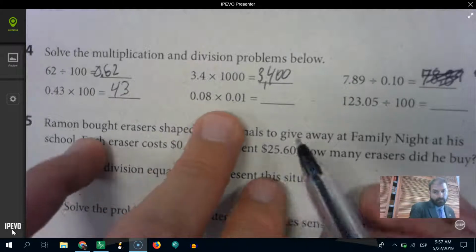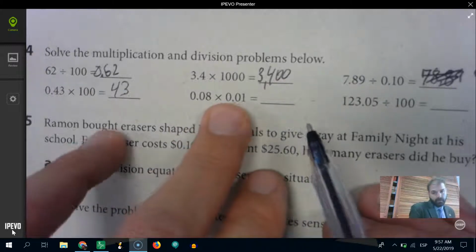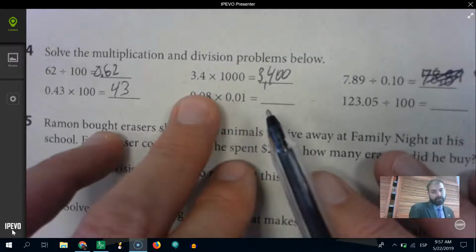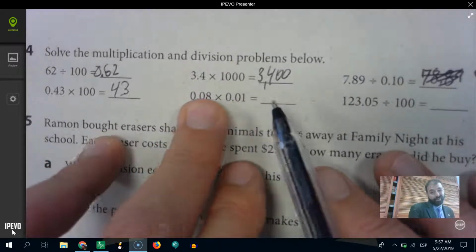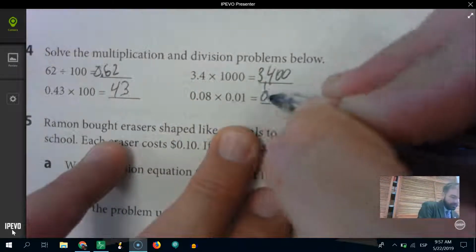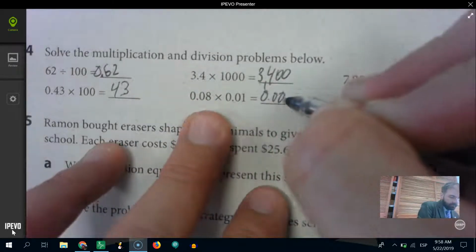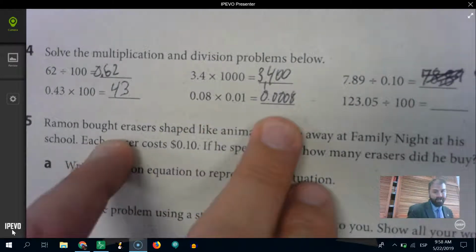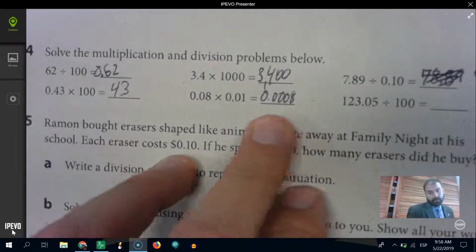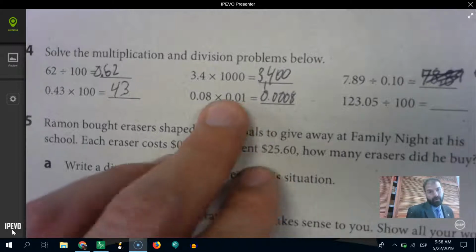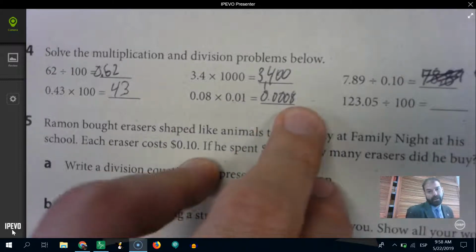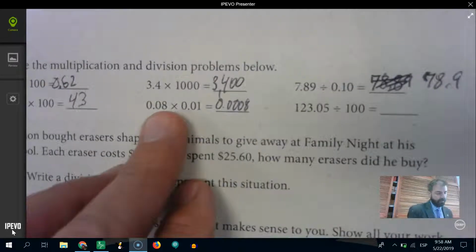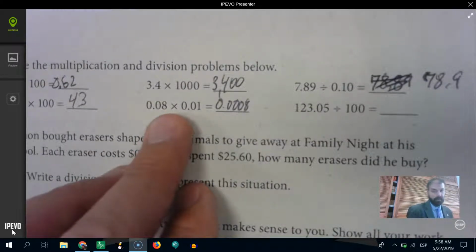0.08 times 0.01. So I'm multiplying by something less than 1, so I'm going to have a smaller number. This is actually going to shift two spots to my right, so I'm going to actually get, no, that's 1, 2. So it's going to go from the hundredths to the thousandths. So if I'm looking at 1/100th of 8 hundredths, it's actually 8 thousandths. There are 8 thousandths in the number 8 hundredths.